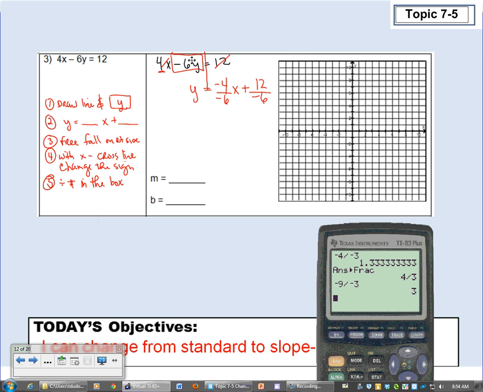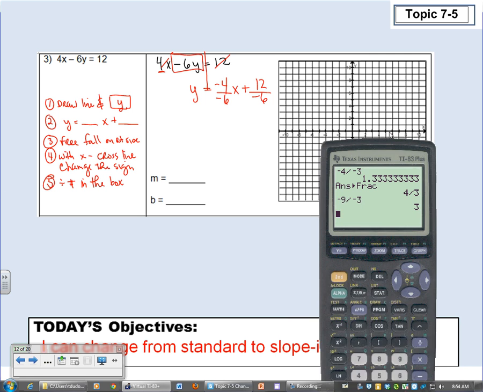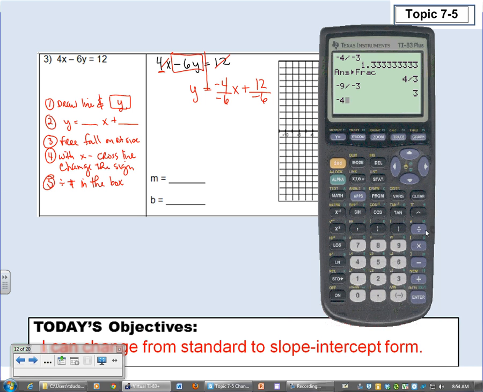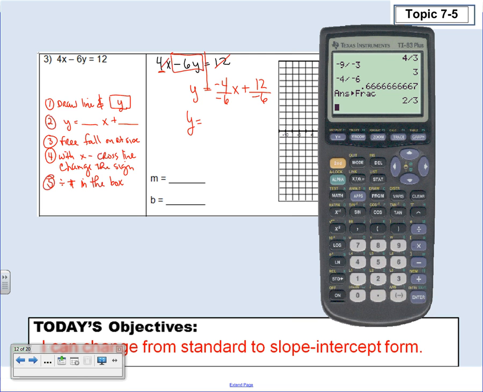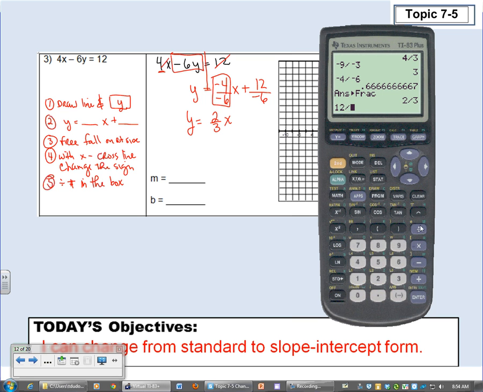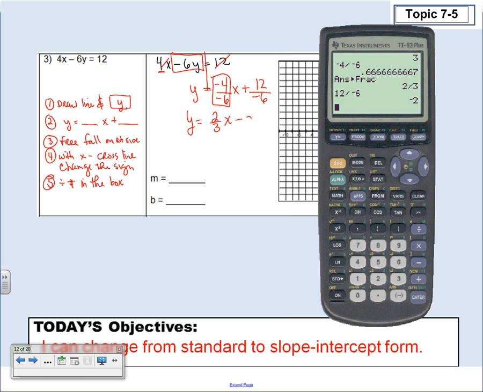Let's reduce our fraction using our calculator. Negative 4 divided by negative 6. I end up with a decimal, so I hit math, enter, enter. This becomes then y equals the negative 4 over negative 6 is a positive 2/3. I still have my x, and then we'll do a positive 12 divided by a negative 6, and we'll get a negative 2. So this becomes a minus 2. This is in the form y equals mx plus b. So our m is 2/3, and our b is negative 2.